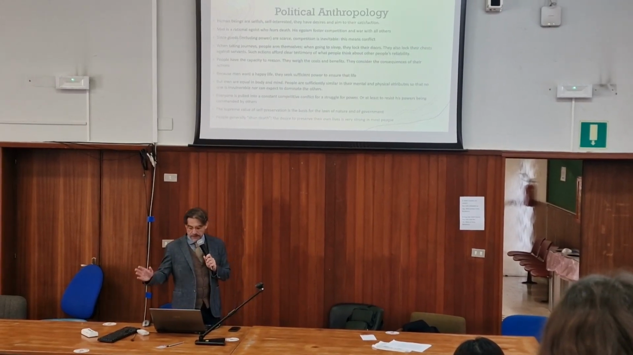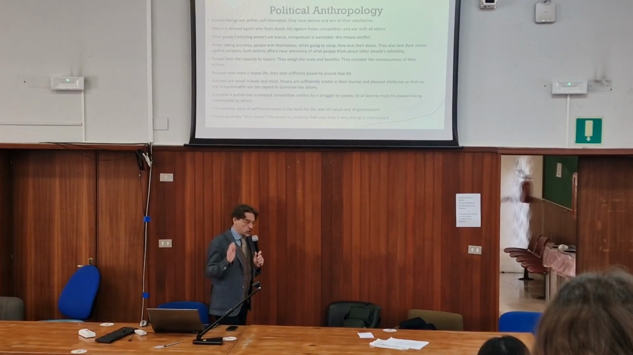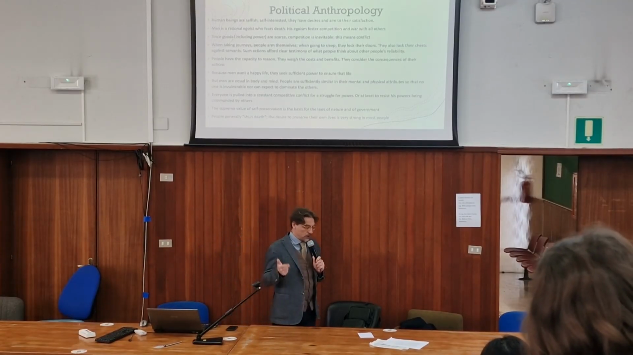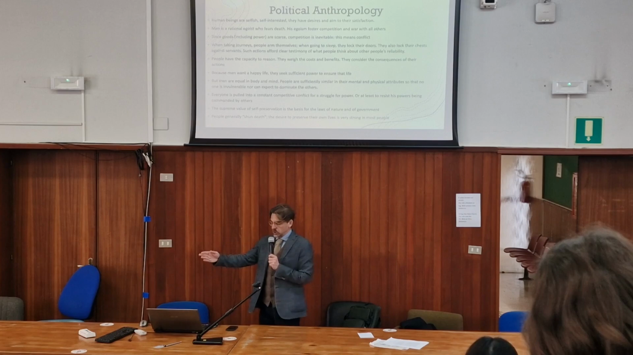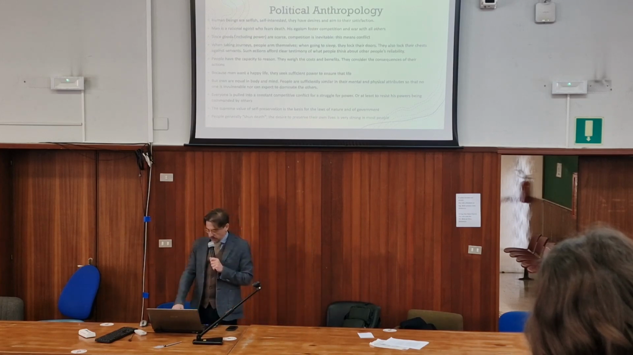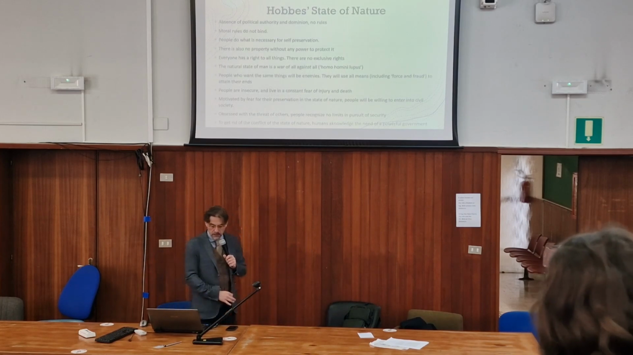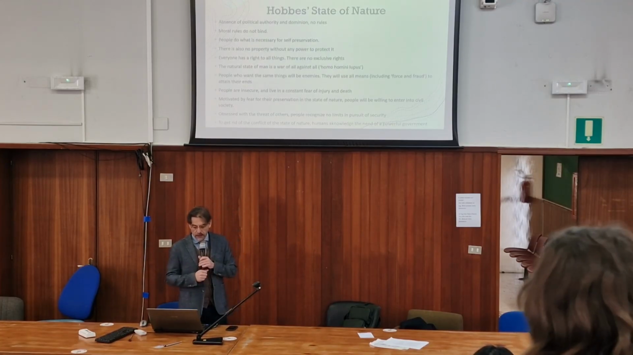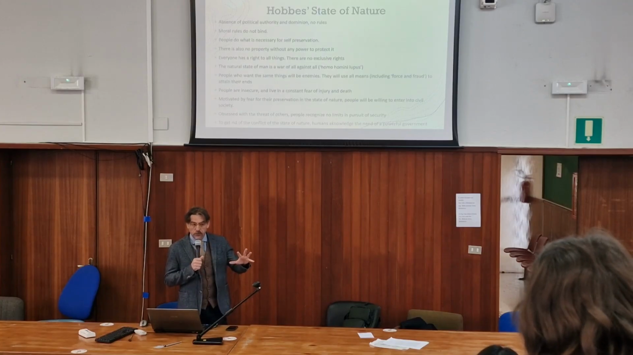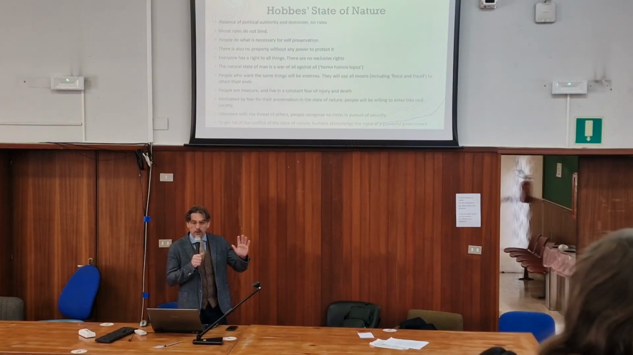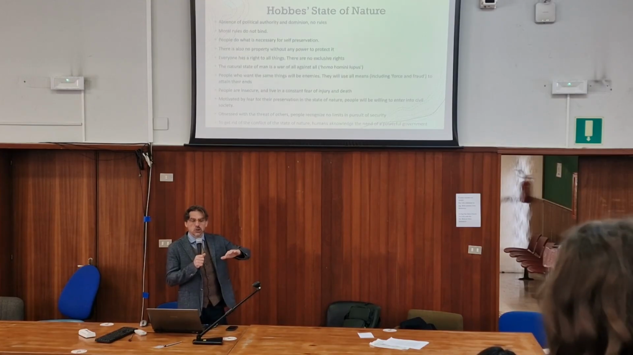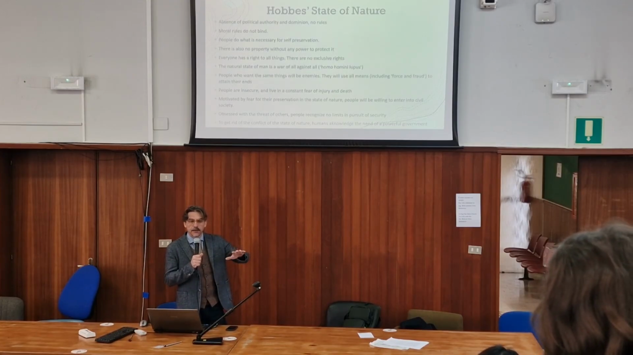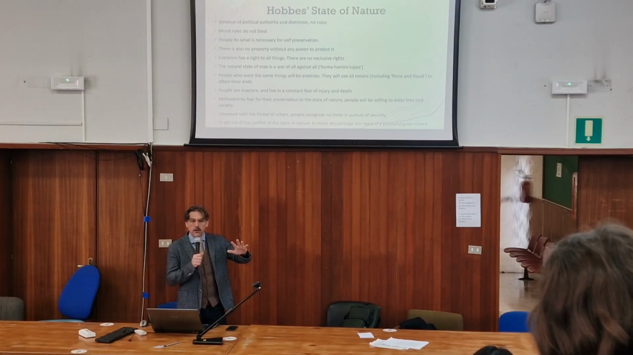So, let's see, we said each contractarian, Hobbes, Locke, and Rousseau, has a state of nature and a social contract. Let's see the state of nature for Hobbes. We said negative anthropology. So again, what is the state of nature? It's a situation in which there is no political authority, in which human beings are completely free. They have no rights, they only have liberties. They can do whatever they want.